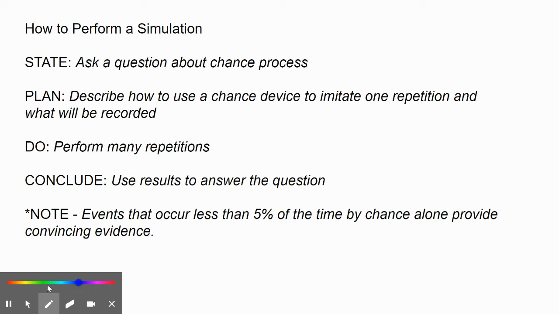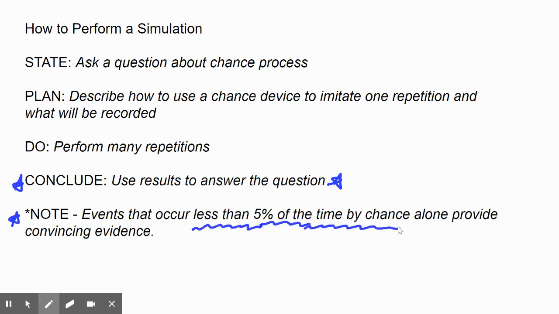which they're going to do for you, right? They're going to do the plan and do for you. And then we need to conclude, right? This is your job to conclude, right? Use the results to answer the question. And again, this note is very, very, very important. Events that occur less than 5% of the time by chance alone provide convincing evidence, show significance.